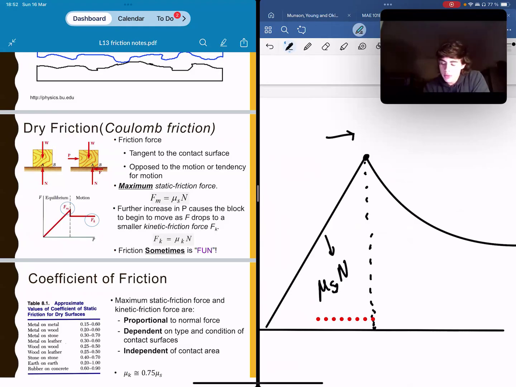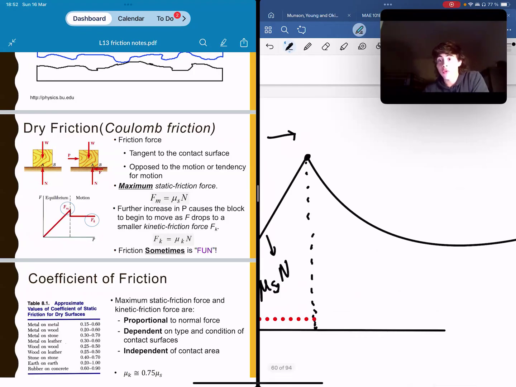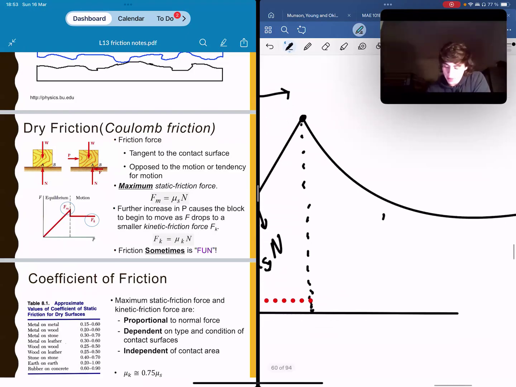The moment you apply a force greater than that, the friction force is going to shift to kinetic friction, right? It's right there. In that case, this part right here is mu k times N, mu k being the coefficient of kinetic friction, which is going to be different.